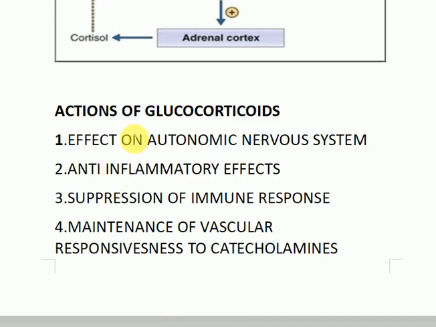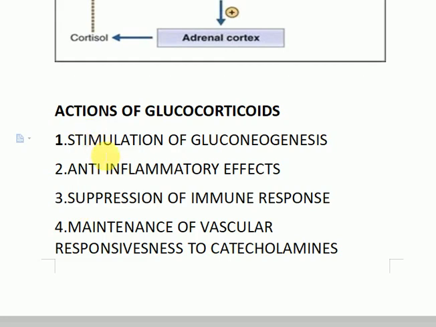Now the actions of the glucocorticoids and the mineralocorticoids. The glucocorticoids, number one is the stimulation of gluconeogenesis. Glucocorticoids increase gluconeogenesis by, number one, increasing the protein catabolism in the muscles and decreasing protein synthesis, thereby providing more amino acids to the liver for gluconeogenesis.